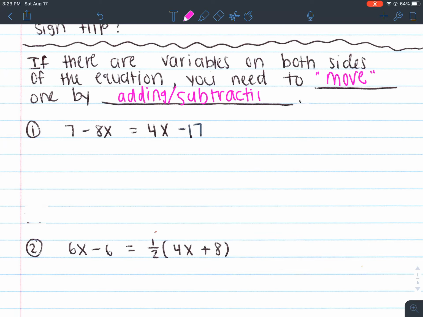So on the right side, this canceled, right? 4x take away 4x is now 0. And on the left-hand side, I now have 7, and then I have negative 8x minus 4x, which gives me negative 12x. And then this equals, and we'll have negative 17 on the other side.